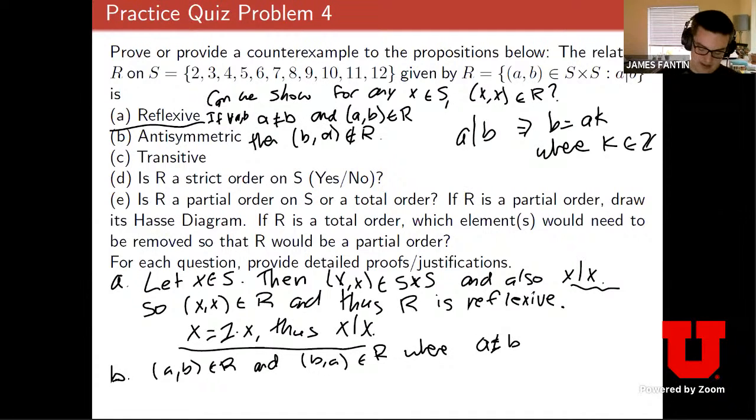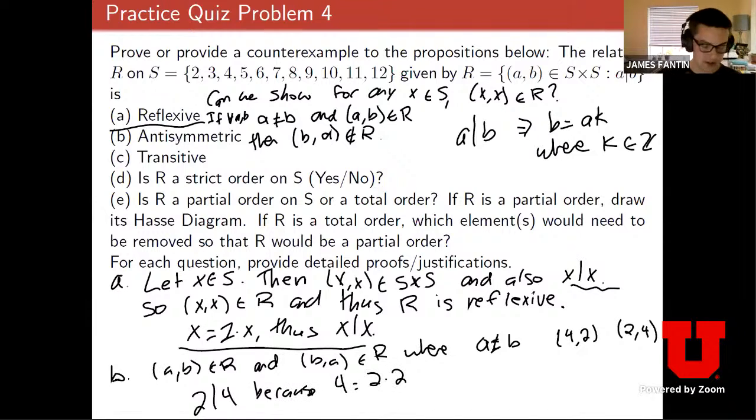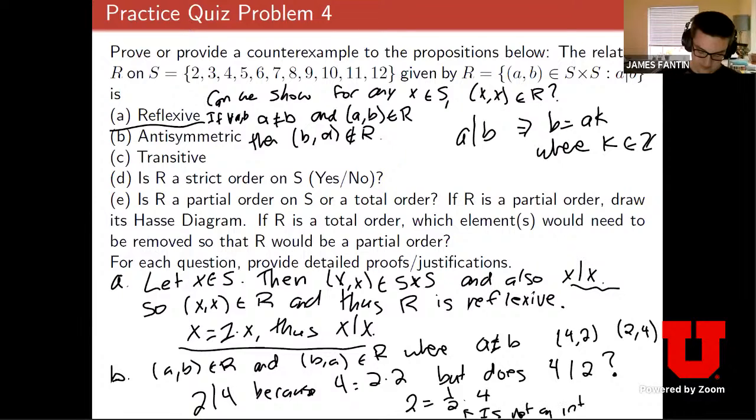Somebody has an example. So think about (4, 2) and (2, 4), is what they're saying. Does this prove that it's not anti-symmetric? Well, we definitely have 2 divides 4, because 4 is equal to 2 times 2, and 2 is an integer. But does 4 divide 2? No, 4 doesn't divide 2, because 2 would be equal to 1/2 times 4, and this is not an integer.